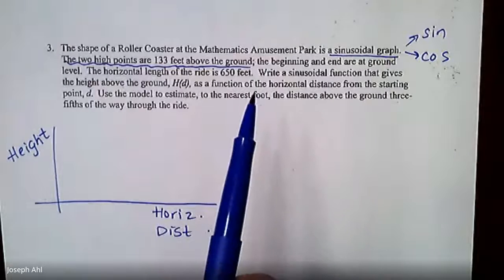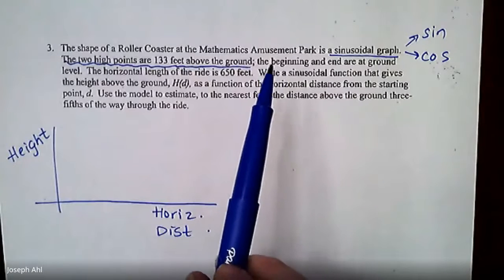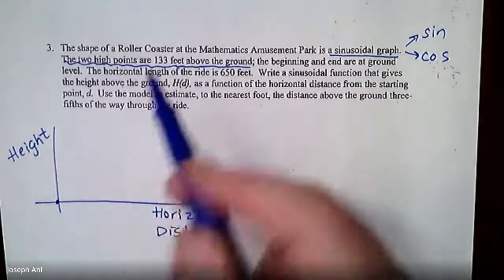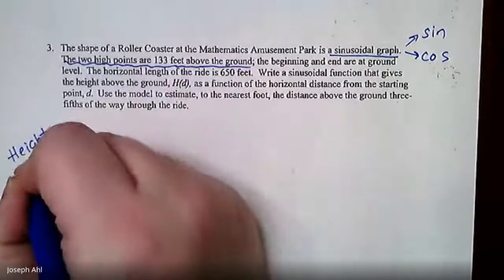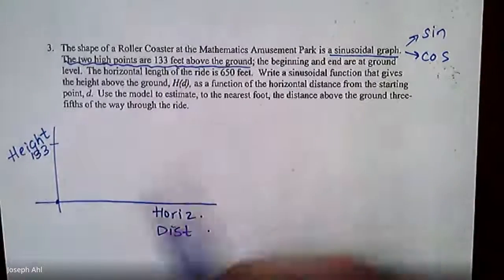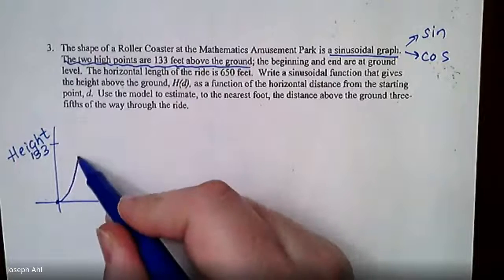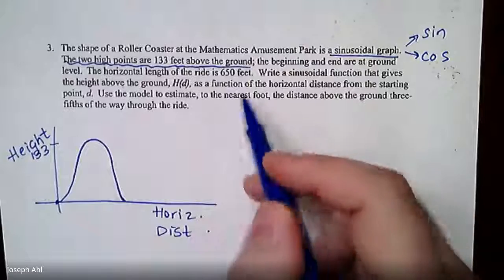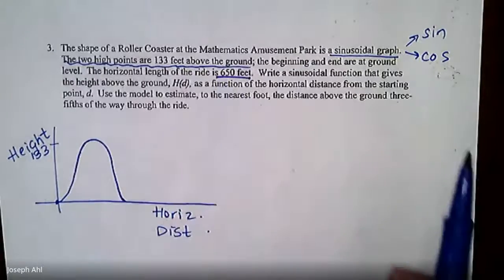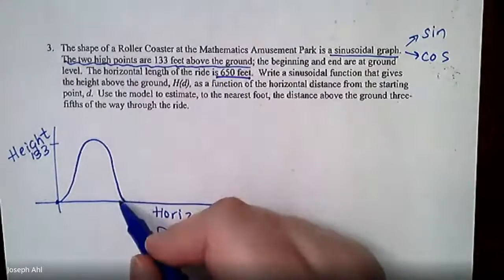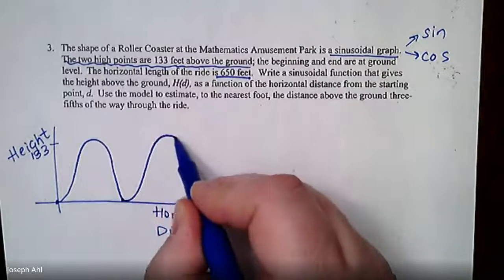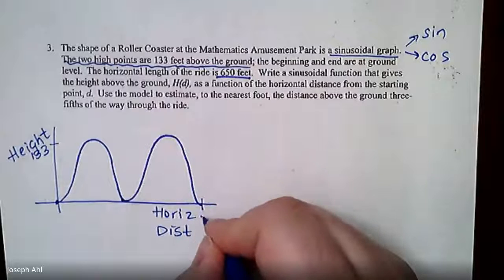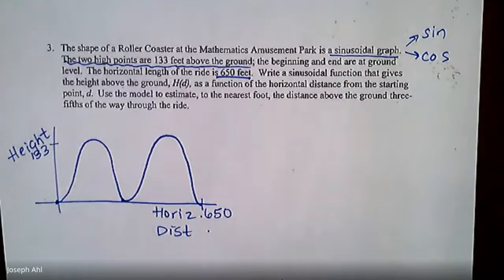And if we read a little bit further, it says that the beginning and end are at ground level. So the roller coaster is going to start at ground level. It's going to eventually reach a height of 133 feet. And then it's going to come back down. And then it says there are two of those high points that it reaches by the time we get to 650 feet, which is the total horizontal length. So it's going to repeat that process again. You're going to go up, and then you're going to come back down on the roller coaster. And that distance right there is 650.